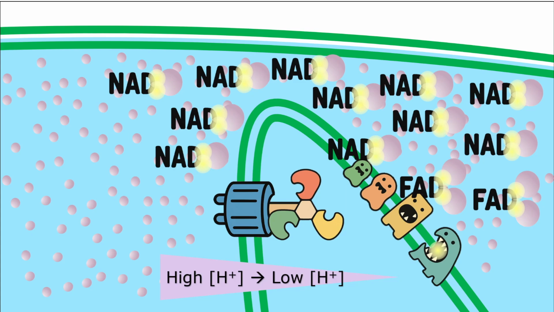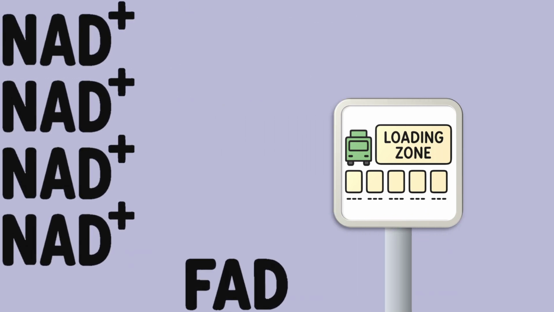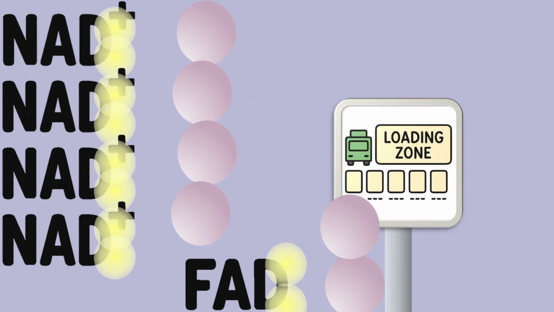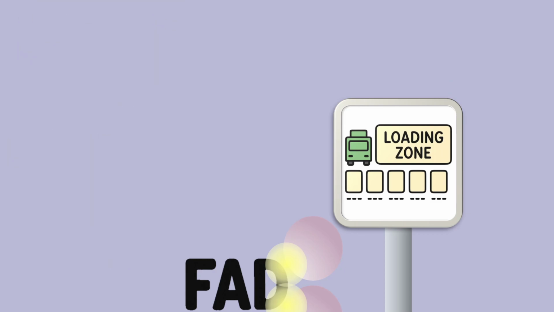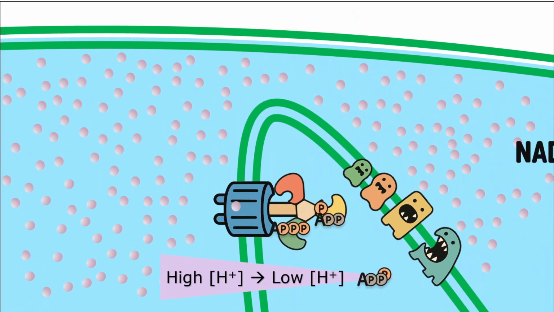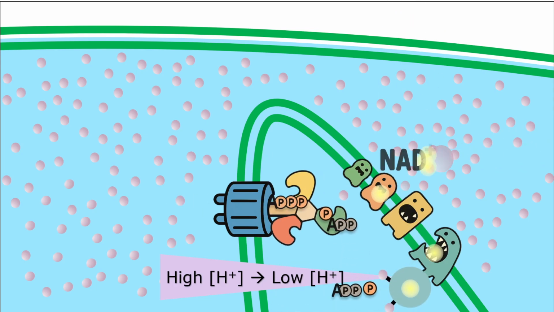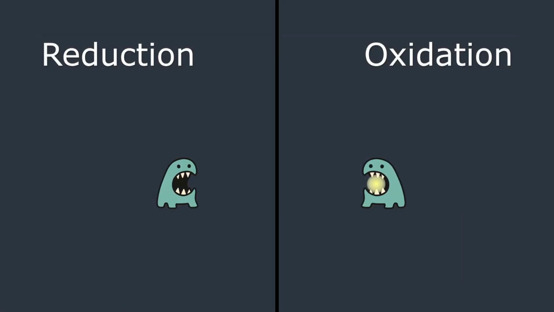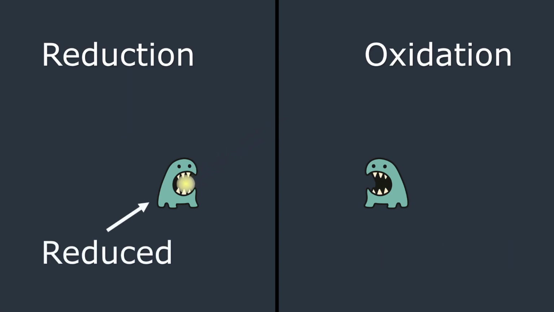Think of our cell's pool of NAD plus and FAD as a fleet of empty trucks, and NADH and FADH2 are loaded ones. The loaded NADH and FADH2 bring their cargo to the ETC, and then unload those electrons, returning to their NAD plus and FAD forms. Anytime an electron moves from one molecule to another, it's a redox reaction. One molecule is oxidized, losing electrons, and the other is reduced, gaining them.